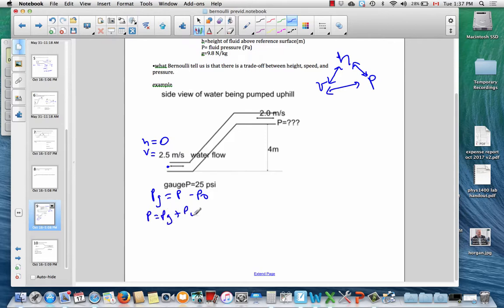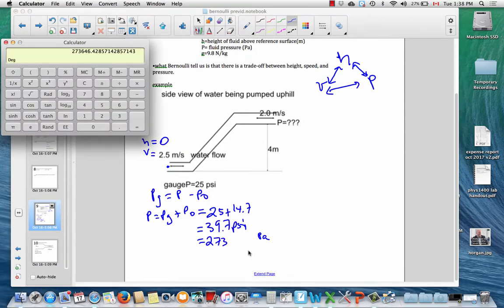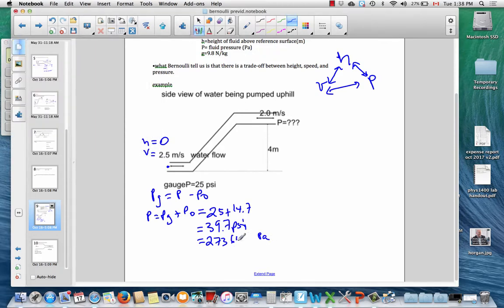Now, in PSI units, atmospheric pressure, you'll recall, was 14.7 PSI. So this is 39.7 PSI, and we need to convert that to pascals for doing our calculations in SI units. Pascals is consistent with meter per second units and things like that. So just let me pause, and then I'll do that unit conversion. Okay, so that works out to 273,646 pascals. Okay, so that was just a unit conversion.